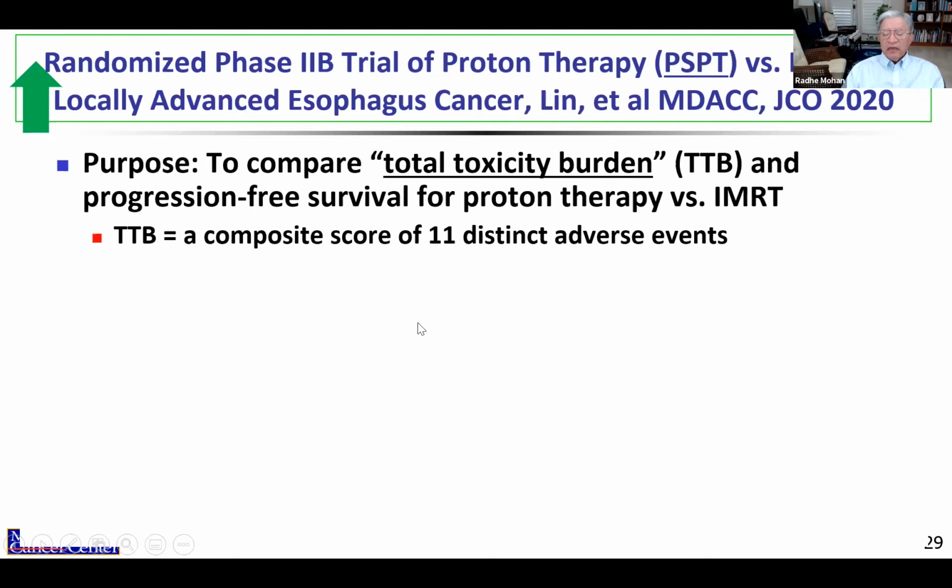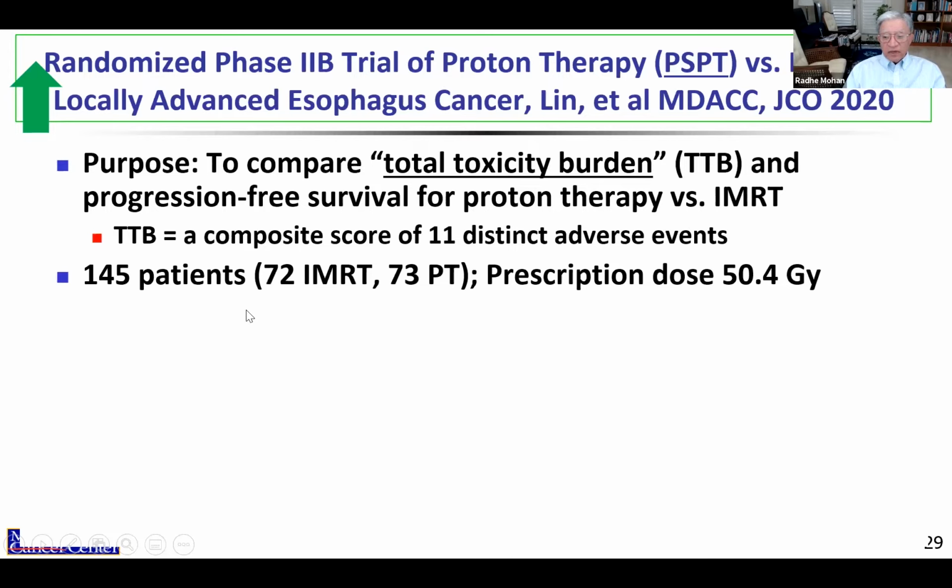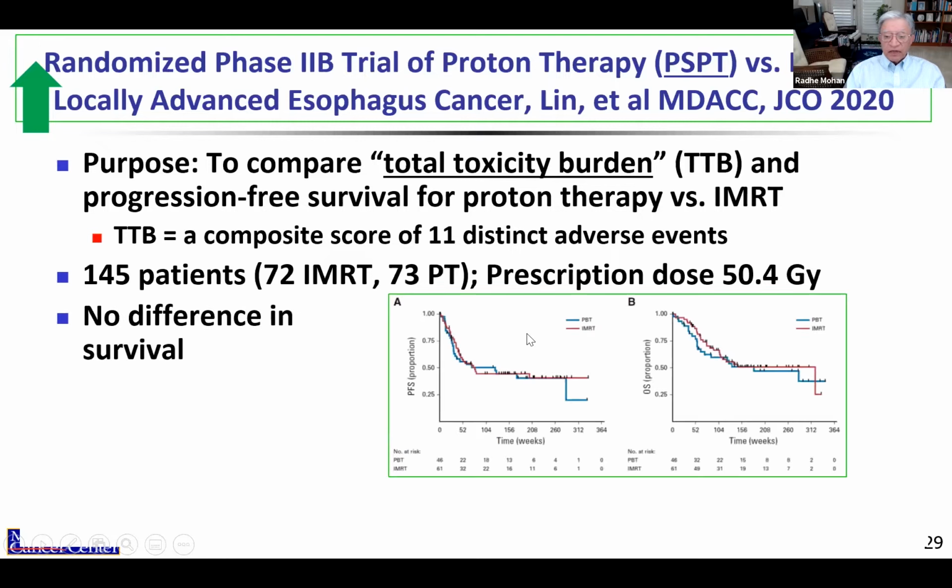this, and the purpose of this trial was to compare total toxicity burden and progression-free survival for proton therapy versus IMRT. Total toxicity burden is defined as the composite score of 11 distinct adverse events. So there were 145 patients, 72 IMRT, 73 proton therapy. By the way, this is also a passive scattering trial, and the prescription was 50.4 gray.